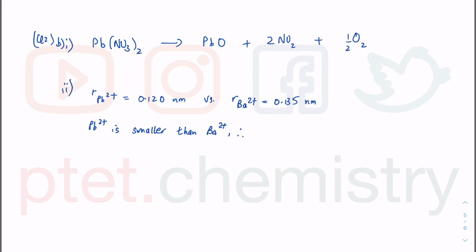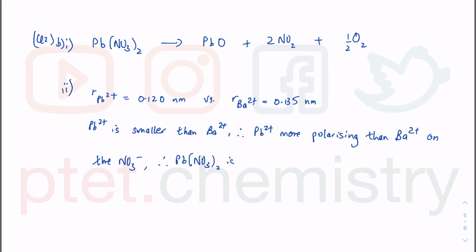Therefore, this thing is more polarizing. Oh, they do ask you to explain your answer. So Pb2+ is more polarizing than Ba2+. Polarizing is on the nitrate. So if it is more polarizing on the nitrate, therefore Pb(NO3)2 is easier to decompose, because based on the previous essay, if you are more polarizing on the anions, the N-O bond is more weakened, so the lead(II) nitrate is easier to decompose than the barium nitrate by using the data booklet.